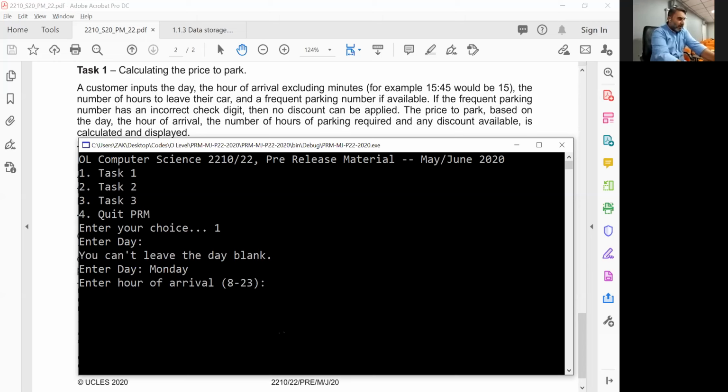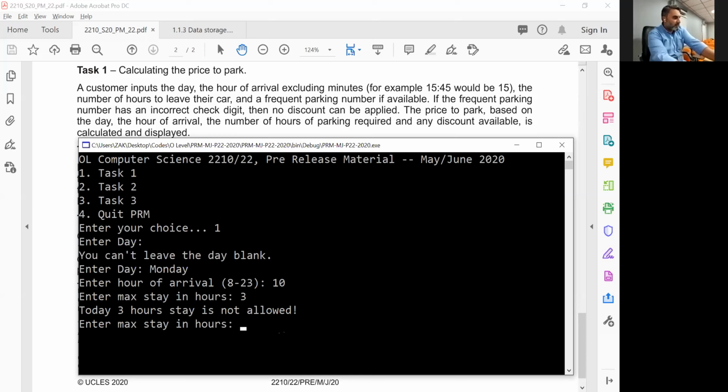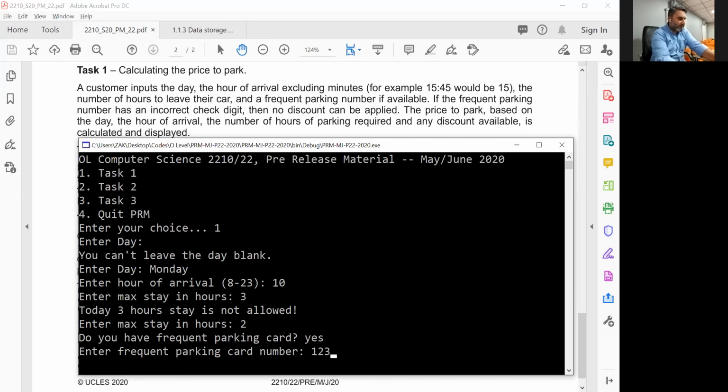Enter hour of arrival. So let's say it is first half. I arrived at 10 a.m. Maximum stay on any other day than Sunday and Saturday is 2 hours. So let's enter 3. Today 3 hours stay is not allowed, so let's enter 2. And let's say, yes, I do have one, and I'm entering it, and this time I'm entering it correct.